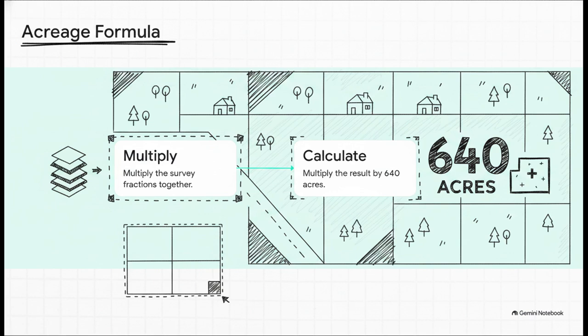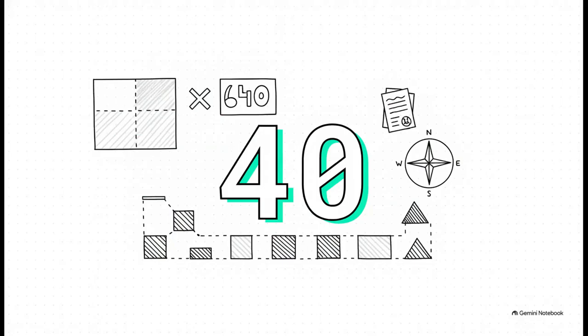So let's say we want to find the acreage of the northwest quarter of the southeast quarter of a section. We just multiply 1/4 by 1/4, which gives us 1/16. Then multiply that 1/16 by 640, and boom. The answer is 40 acres. That is the exact mathematical size of that parcel. Just read the description, multiply the fractions, multiply by 640. It works every single time.